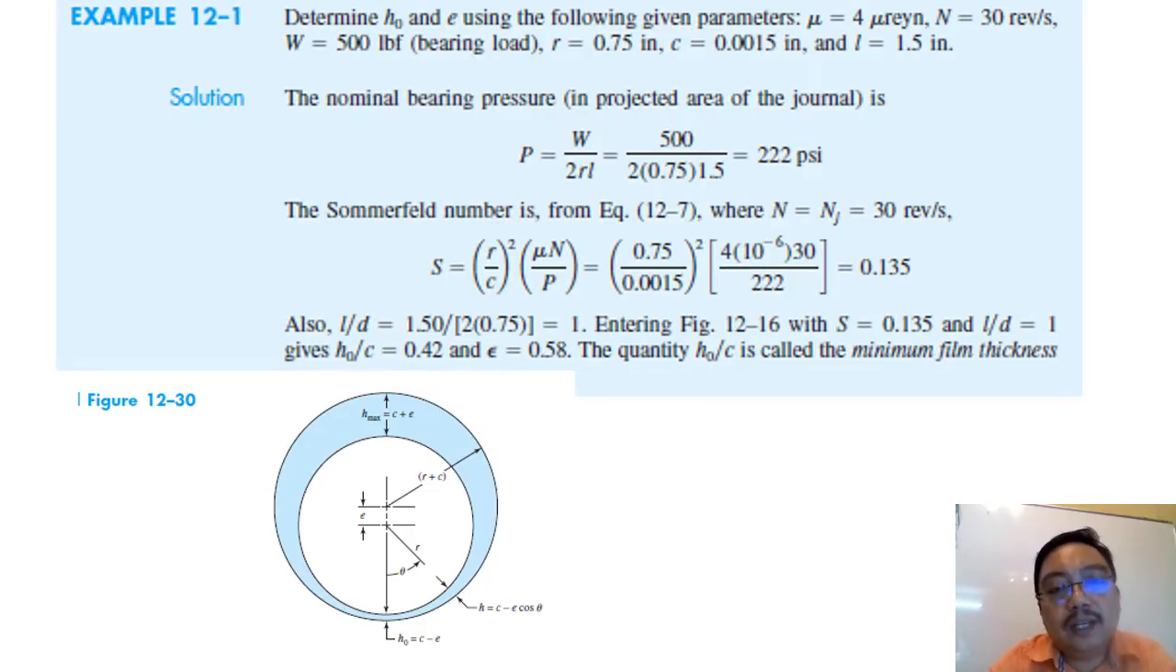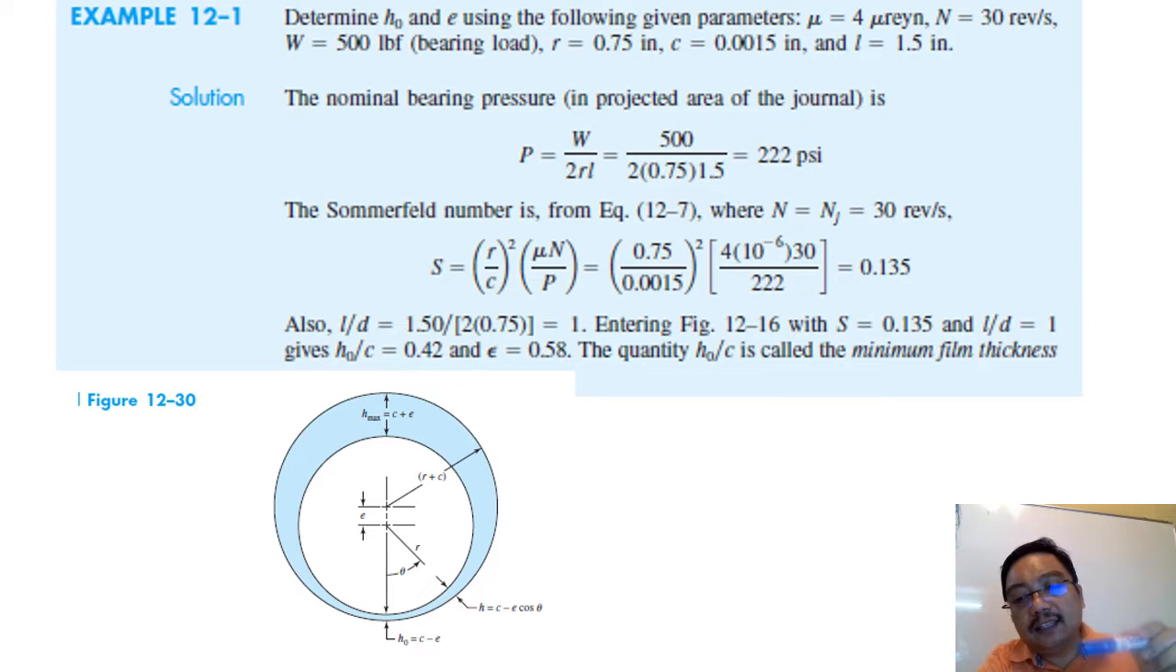So we are going to do example 12.1. It is important because it will show how to use the graph. Example 12.1 says: determine h0, the minimum film thickness, and eccentricity ε using the following given parameters. The viscosity μ is 4 microreyn, N is 30 revolutions per second, and W, the bearing load, is 500 pounds.